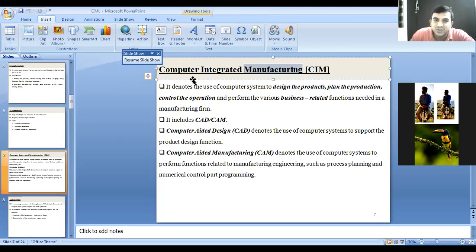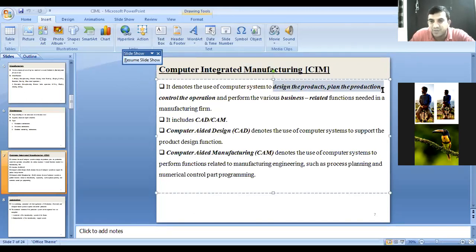It is the use of a computer to design a product, plan the production, or control the operation. In the workshop, they will not directly manufacture the component. Before that, they need a drawing, the shape of the component, and then the dimensions. In your third or fourth semester workshop or machine shop lab, you first study the drawing, for example in a turning operation on the lathe.